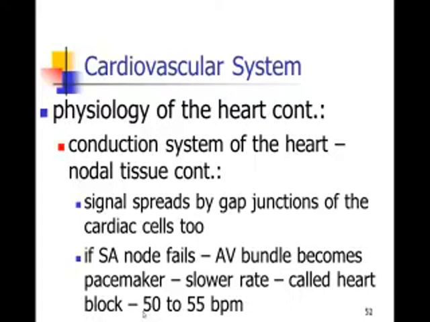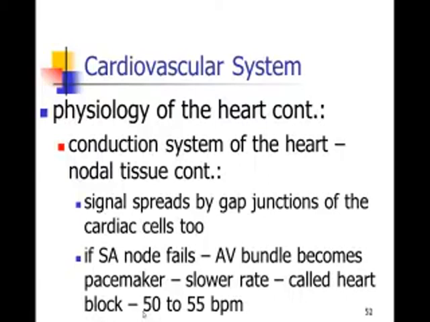Now this shouldn't be really too surprising, since the normal rate is established by the most rapidly depolarizing cells, and those are in the SA node. If the AV bundle normally were to depolarize more quickly, then it would become the pacemaker for the heart all the time, and the heart would be contracting out of sequence.